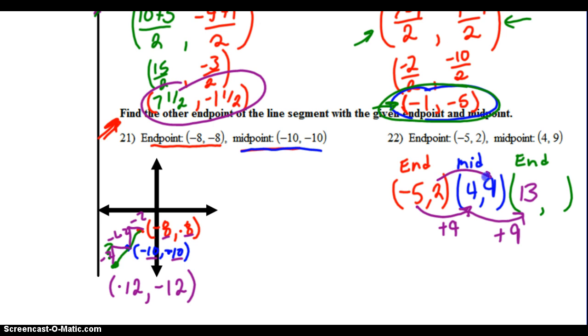Same thing for the y's. We go from 2 to 9 from the endpoint to the midpoint, which is an increase of 7. And so to get from the midpoint to the other endpoint, we'll have to increase another 7, or I guess you can think of that as 14 the whole way. Either way, we get 9 plus another 7 gives us 16. 16 right there, 16. And so our other endpoint is 13, comma 16.